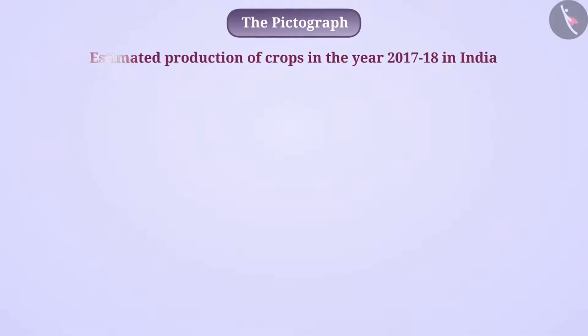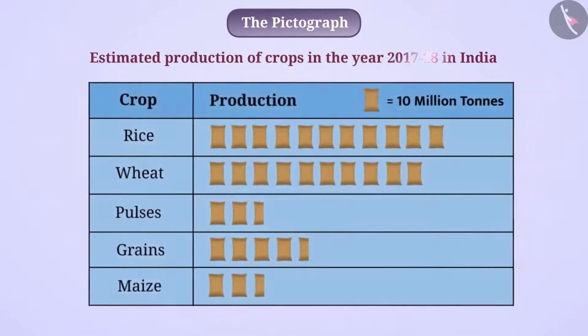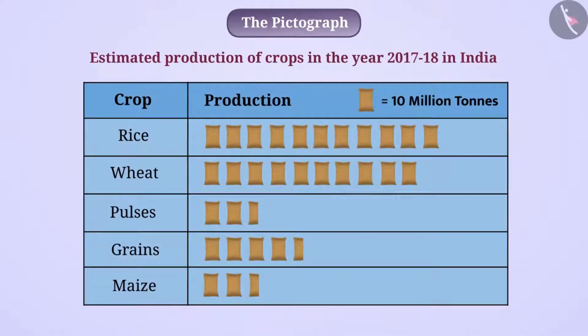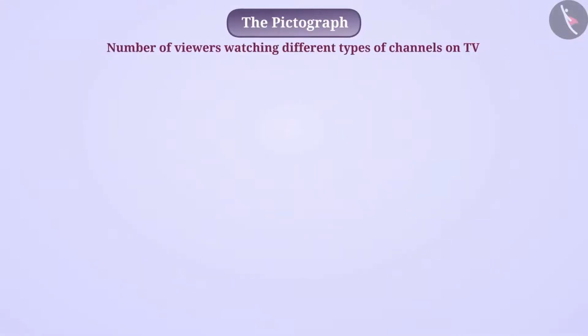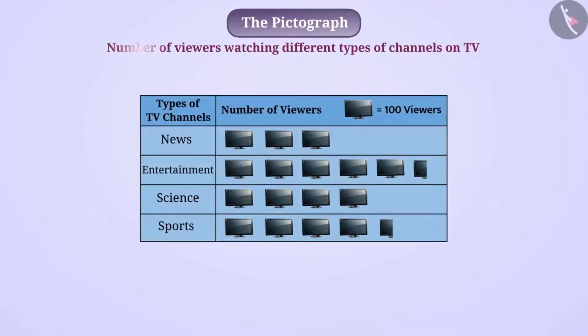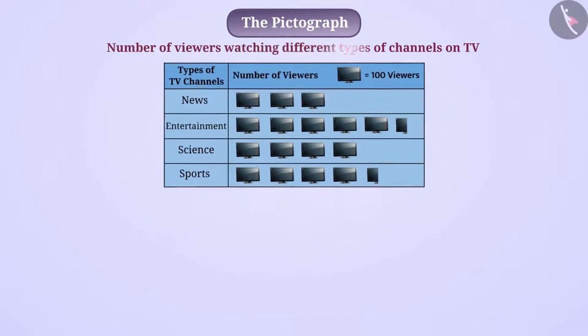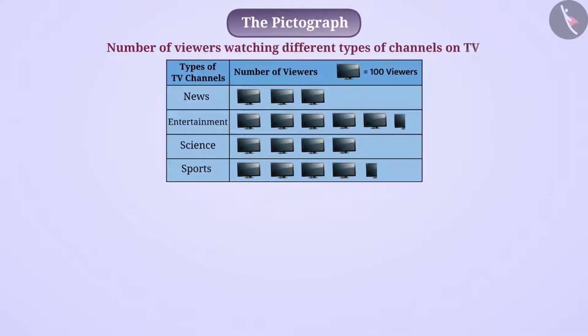Similarly, the estimated production of crop in the year 2017-2018 in India is obtained from this pictograph. Similarly, the pictograph shown here shows the number of viewers watching different types of channels on TV in a village. Here, the number of viewers of the news channel is represented by 3 pictures.